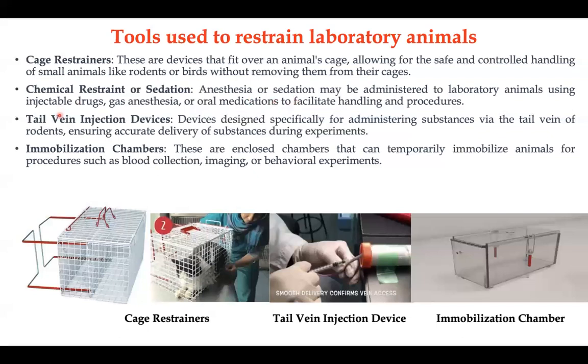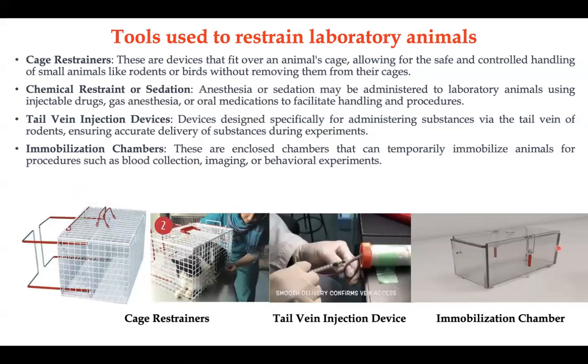Tail vein injection device. This one is the tail vein injection device. This is a particularly designed device for rats and mice to inject in their tail. So as you can see, the device is holding the animal and the tail is outside the device. So the handler can easily pick up the tail and inject where the injection is needed.